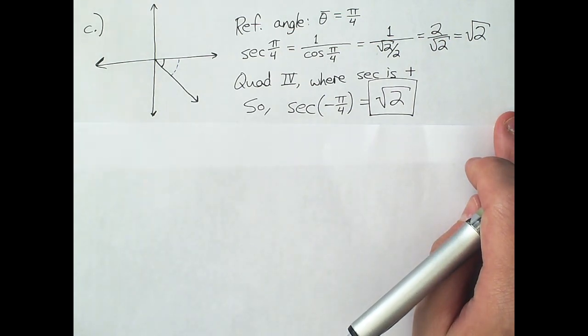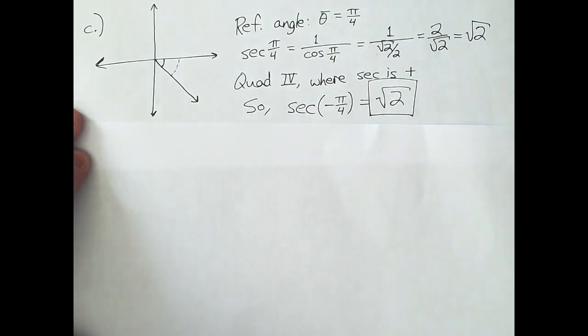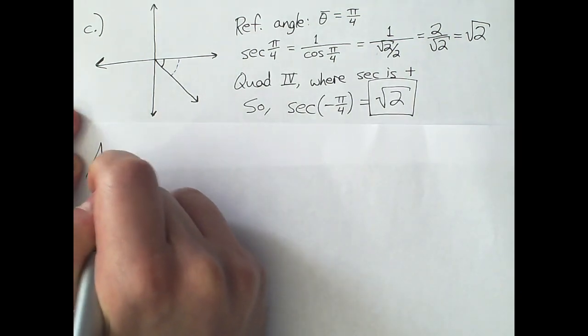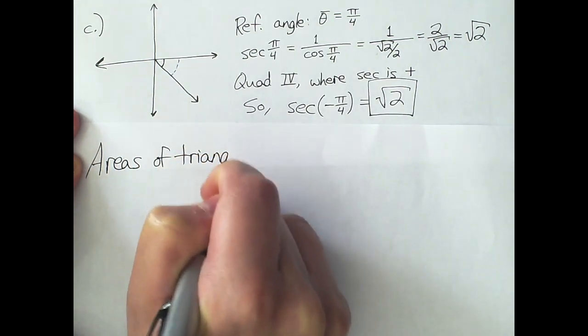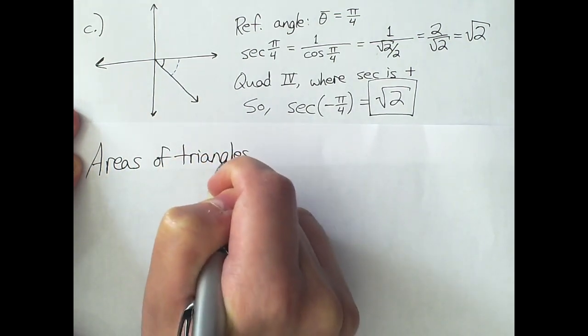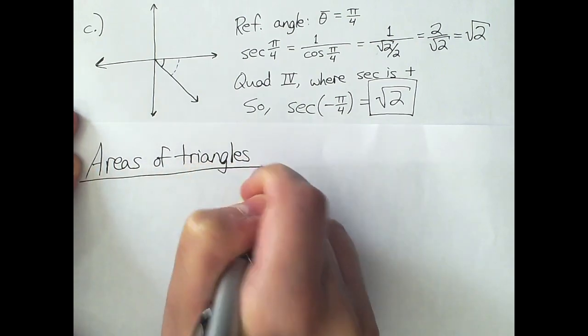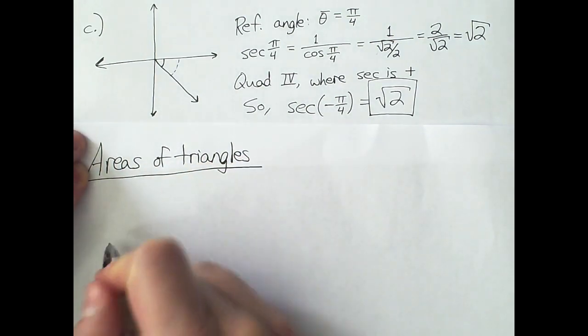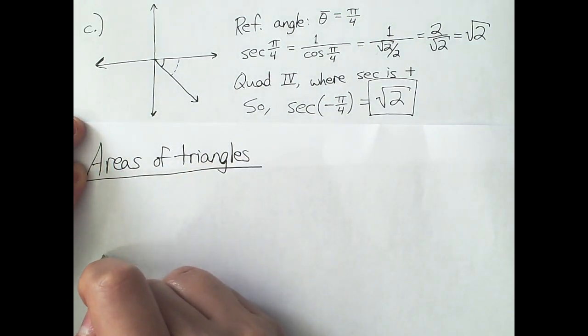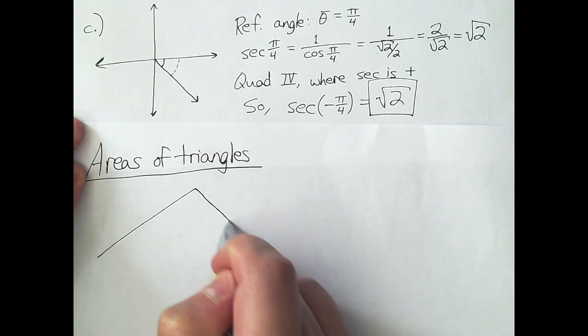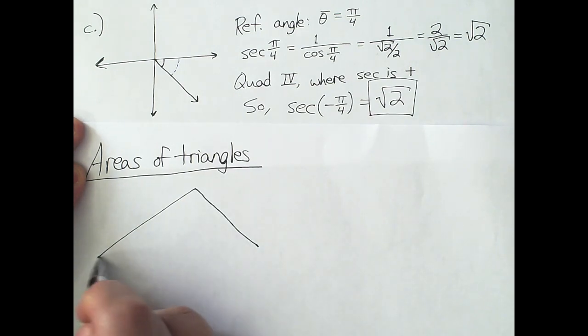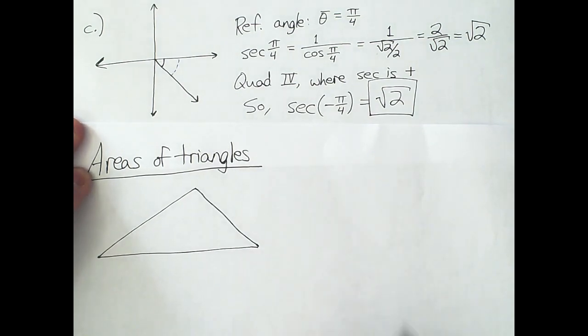All right, we've got another thing to talk about here. Another thing for this section. We want to talk about areas of triangles. That's something we haven't talked about yet. You might know some things about area of triangles. If you had a triangle, and I'm going to try to draw one that is, maybe it's a right triangle or maybe it's not. Just in general, some kind of triangle here.